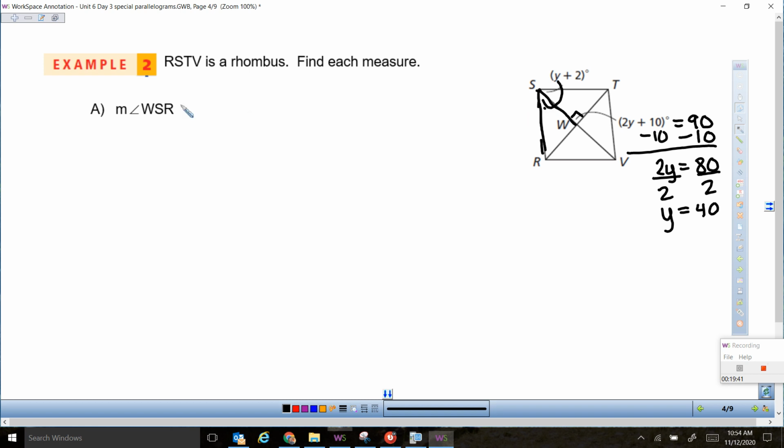So if the measure of angle WSR is equal to y plus 2, what do I put for y? 40. And what's 40 plus 2? 42. So the measure of that angle is 42 degrees. So the diagonal bisects those angles.